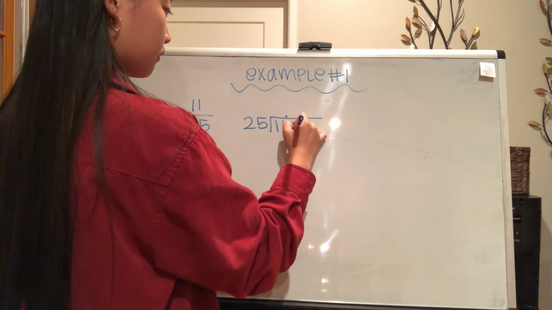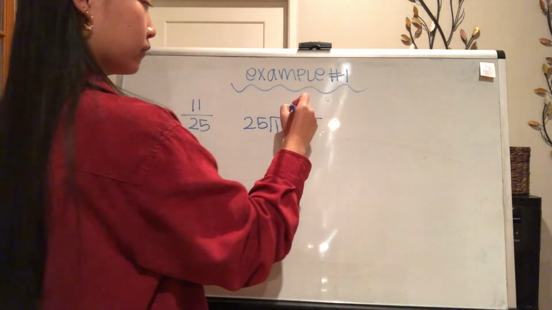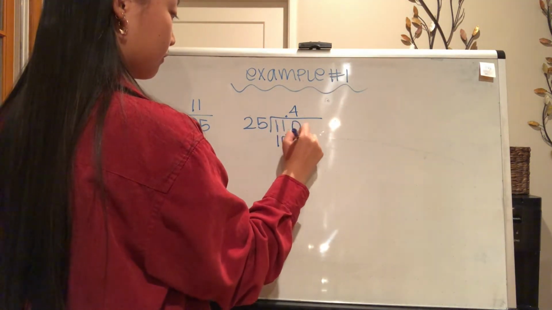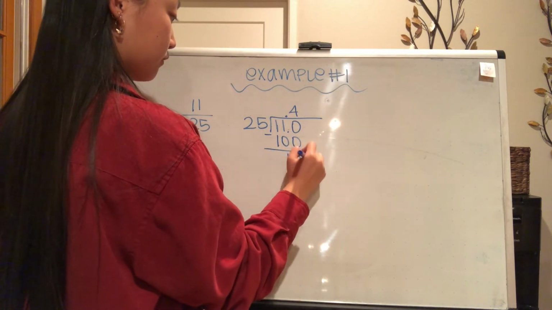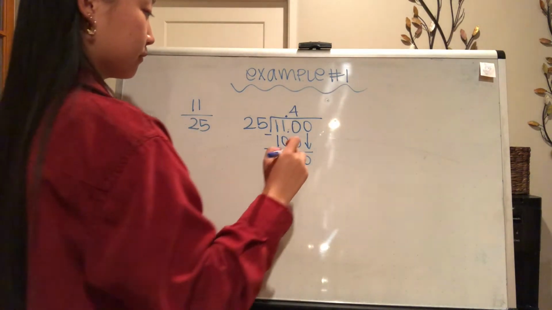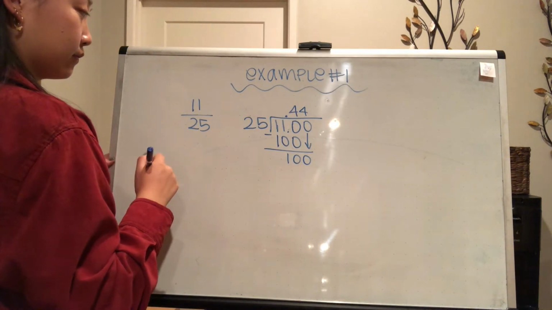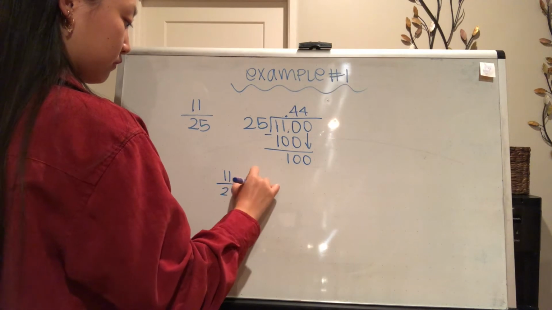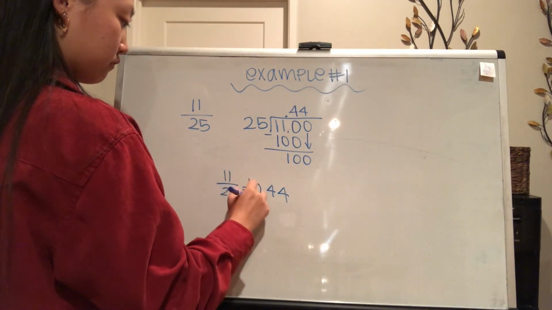And 25 does go into 110. And so 25 goes into 110 4 times, and when you multiply 25 with 4, you get 100. So you subtract that and end up with 10. And so 25 can't go into 10, so you bring another 0 down, and 25 goes into 100 4 times. So you put the 4 on the answer bar, and that's how you get your answer. 11 over 25 is 0.44.